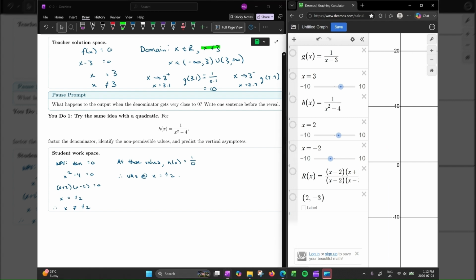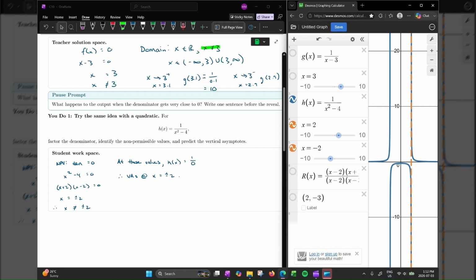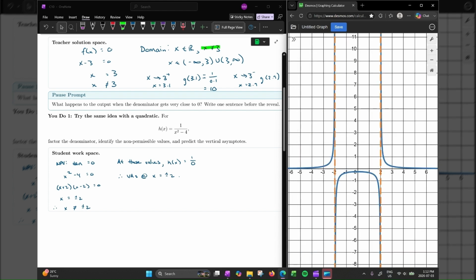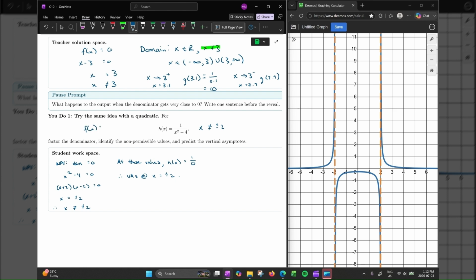Pulling up Desmos, here's h of x, and I'm going to label those asymptotes in orange again. That's the graph you can see there. This graph looks kind of different, but the big thing is you can see those non-permissible values. Going back to the original question, we'd say x can't be plus and minus 2, but those non-permissible values have a big impact on the shape. The denominator, x squared minus 4, looks very different than what h of x looks like because of those asymptotes, because of those walls.